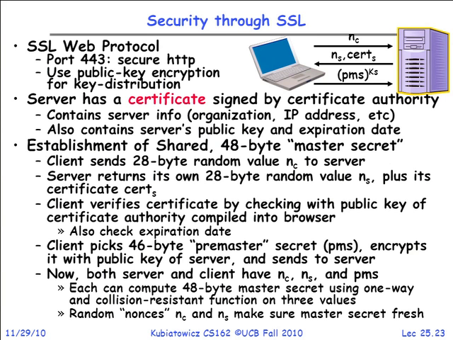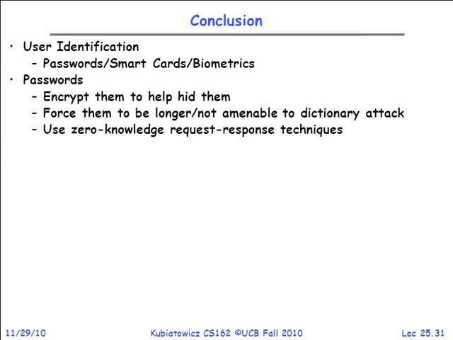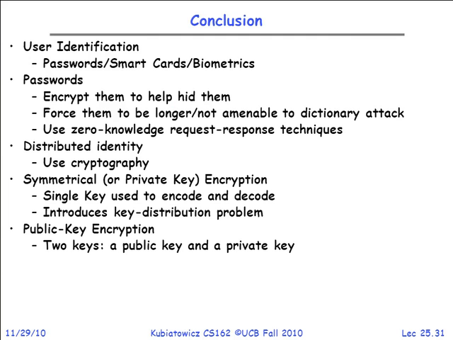So in conclusion, we talked about passwords, smart cards, biometrics as a way of identifying users. We talked about problems with passwords. We talked about distributed identity using cryptography. We talked about symmetrical or private key encryption, which is using a single key on both sides. We talked about public key encryption, which is two keys, a public key and a private key. And there's a lot more flexibility with the public key encryption technology. The first time I heard about public key cryptography, I thought it was magical because suddenly you can do a bunch of stuff without the server being up. It's actually pretty cool. And we talked about secure hash functions.